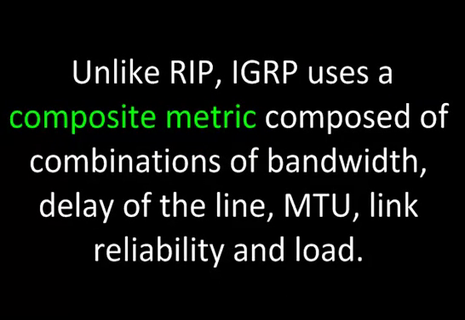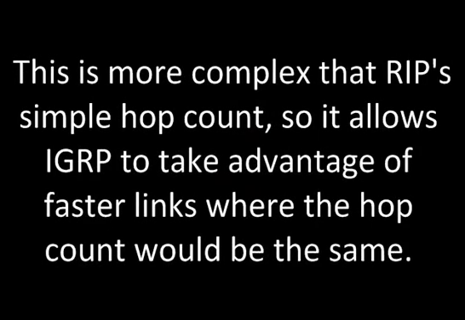Unlike RIP, IGRP uses a composite metric composed of combinations of bandwidth, delay of the line, MTU or maximum transmission unit, link reliability, and load. This is more complex than RIP's simple hop count, so it allows IGRP to take advantage of faster links where the hop count would be the same.